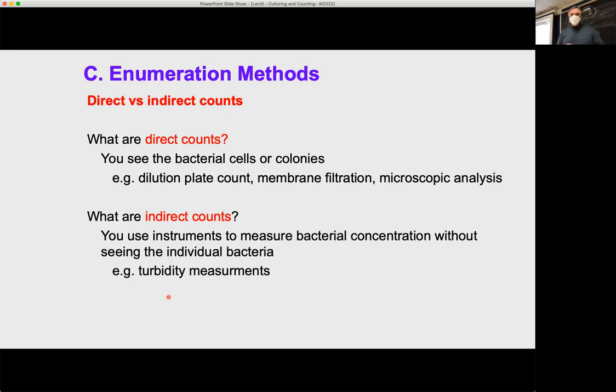What are indirect counts? With indirect counts, you measure indirectly and infer how many bacteria there are by some measure. The most common one is turbidity. If you use light to shine through your culture, you can find out how turbid the culture is. Based on how turbid it is, if it's more turbid, more bacteria, less turbid, fewer bacteria, okay?